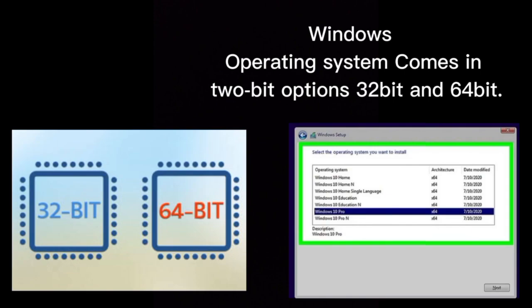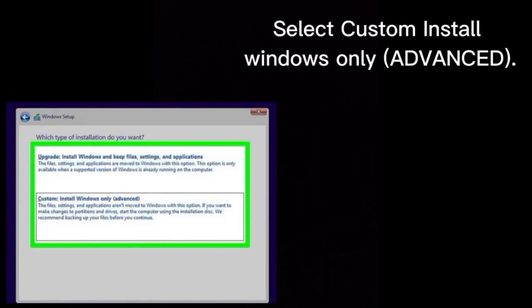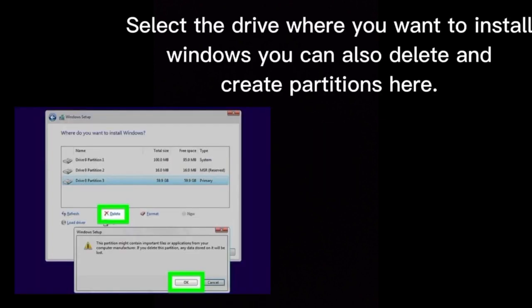Windows operating system comes in two options, 32-bit and 64-bit. Step 8. Select Custom. Install Windows only, Advanced. Step 9. Select the drive where you want to install Windows. You can also delete and create partitions here.